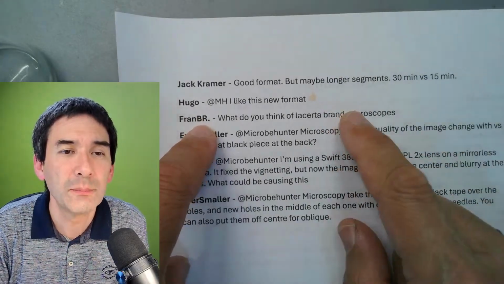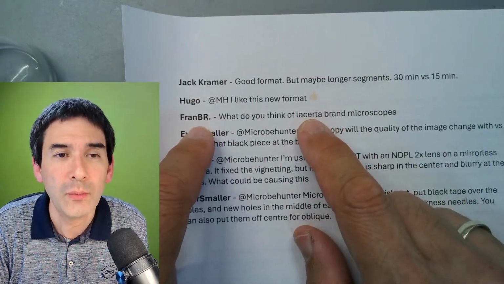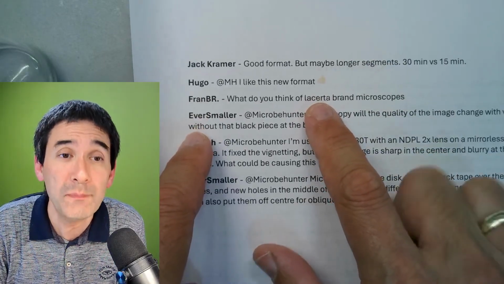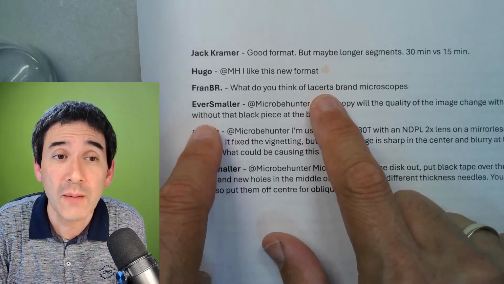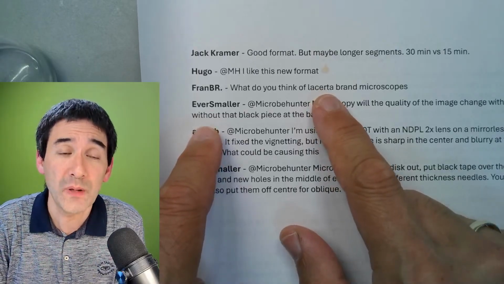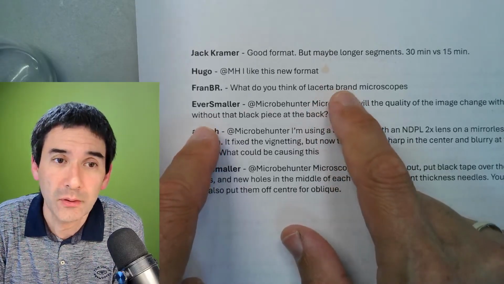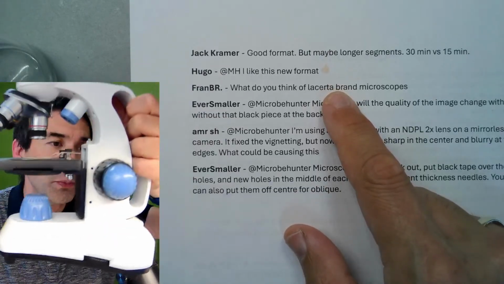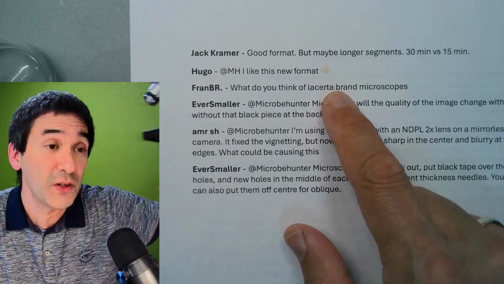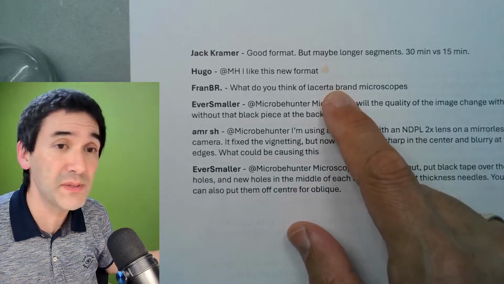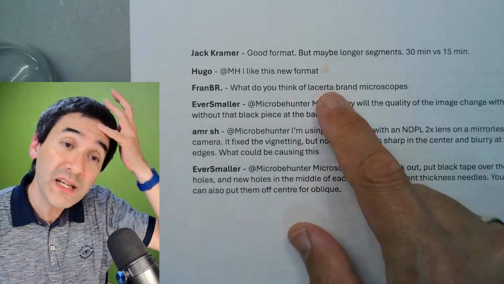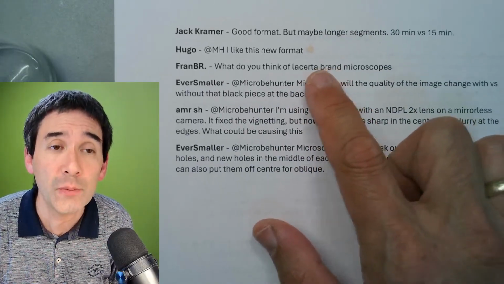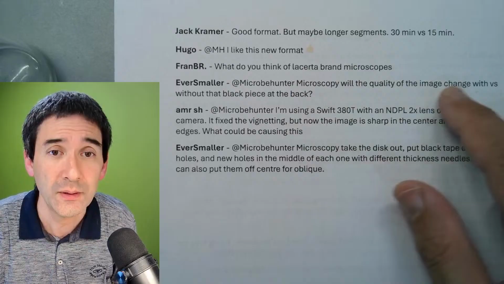What do you think of Lacerta brand microscopes? I don't know them. I will just say that many microscopes these days, especially the low-cost ones which are not from the big microscope manufacturers, are simply rebranded, and therefore they're quite similar. For example, this microscope over here, even though it's branded as a Swift microscope, you're going to find the same or very similar ones under different brand names. That's generally the case these days. So I would say it depends more on the individual microscope than on the brand.